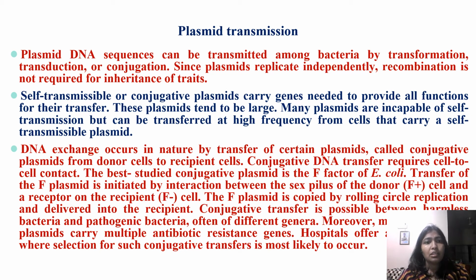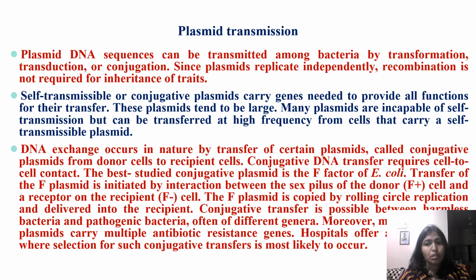In this case, we can give an example that in E. coli, transformation does not occur, but transduction and conjugation happen. DNA exchange occurs in nature by transfer of certain plasmids, called conjugative plasmids, from donor cell to recipient. Conjugative DNA transport requires cell-to-cell contact. The best studied conjugative plasmid is the F factor of E. coli, because E. coli is a model organism for all the experiments, and its lifespan is very short.